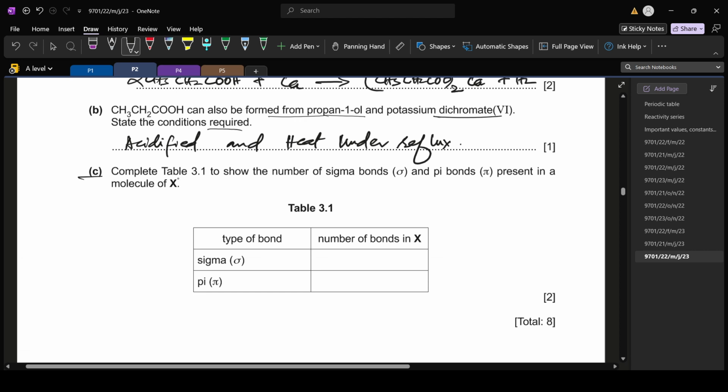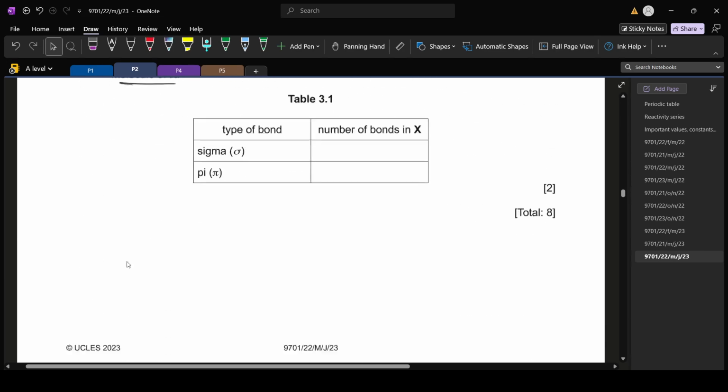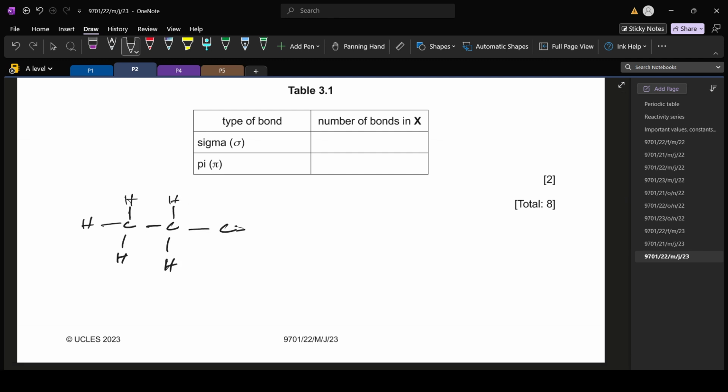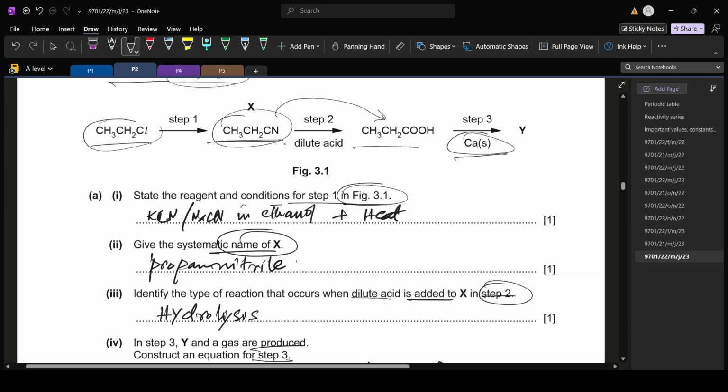Now, part C, complete table 3.1 to show the number of sigma bonds and pi bonds present in the molecule of X. So the molecule of X is actually propanitrile. To draw the displayed formula, it's CH3, CH2, and a triple bond to N. So this is the displayed formula of X, which is propanitrile.